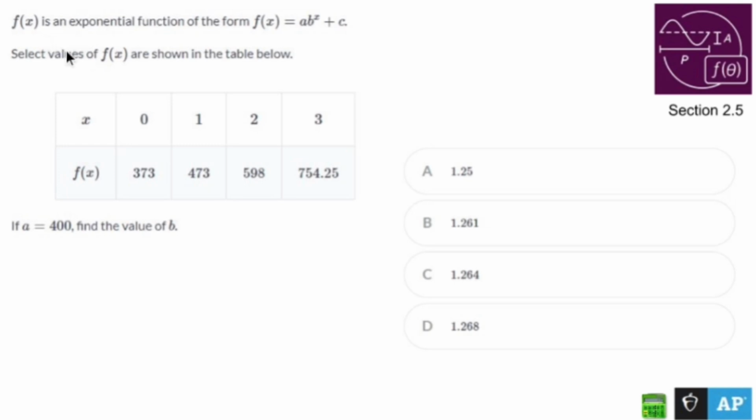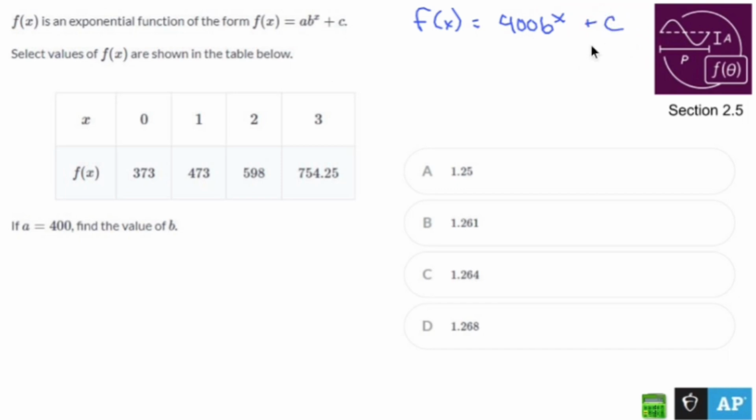f of x is an exponential function in the form f of x equals a times b to the x plus c. Select values of f of x are shown in the table below. A is 400, so let's write that out. f of x equals a times b to the x, and a is 400, so let me quickly change that: 400 b to the x plus c, which I don't know.